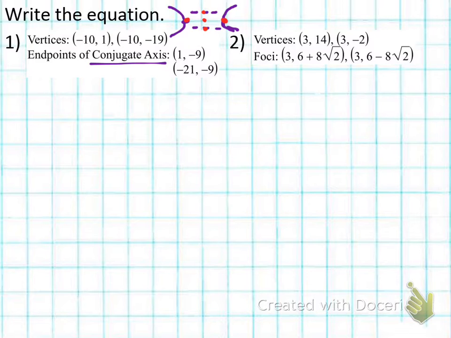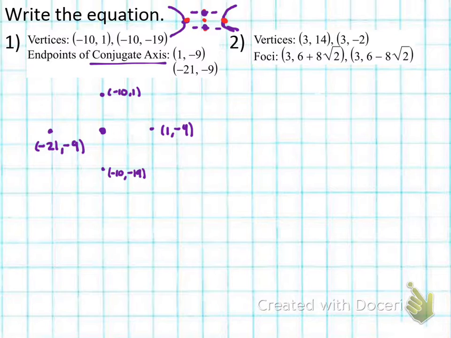Okay? Alright, so just doing a rough sketch here. If negative 10, comma 1 is here, then negative 10, comma negative 19 is about here. And somewhere over here, right in the middle of these two and out to the right, I would have 1 point, that's going to be 1, negative 9. And then out to the left, I have negative 21, negative 9. The top and bottom ones are my vertices, so I know that's where the hyperbola is, on top and bottom. And then the other two would be the endpoints of my conjugate axis.